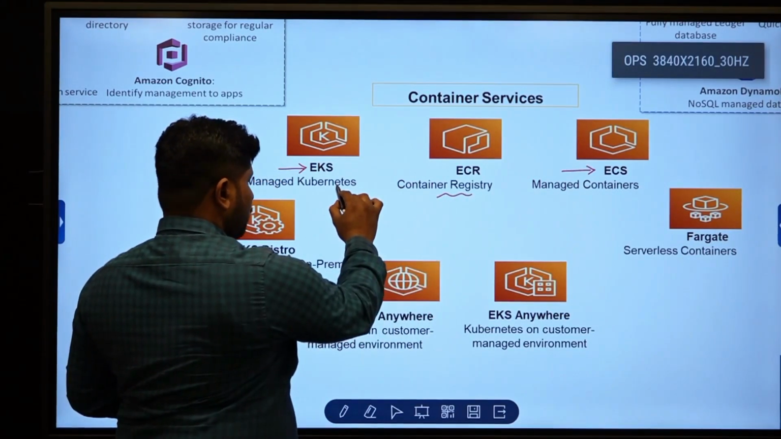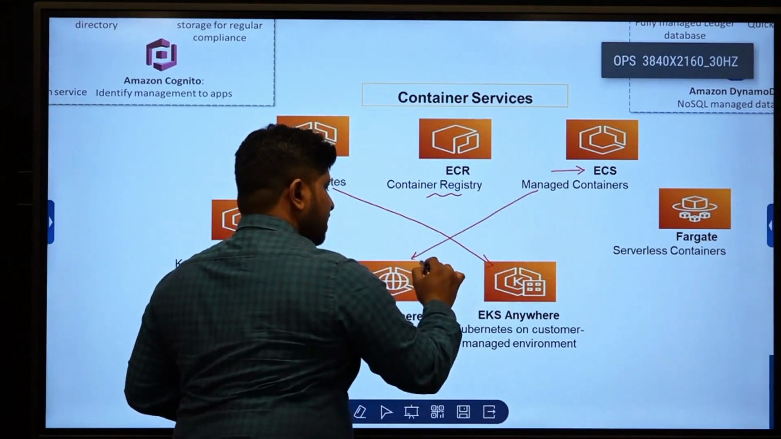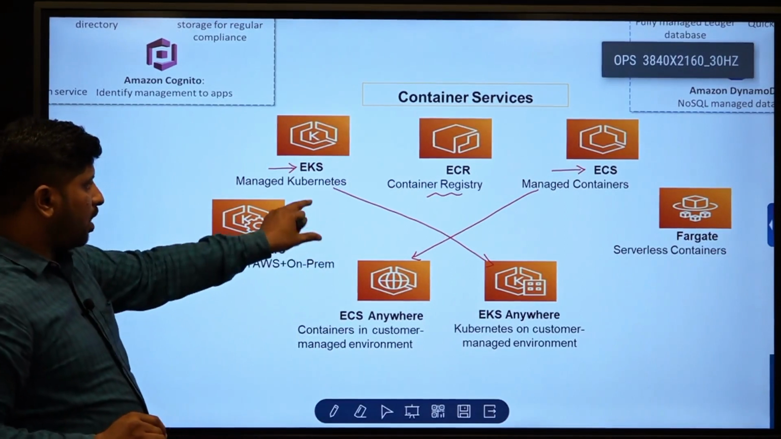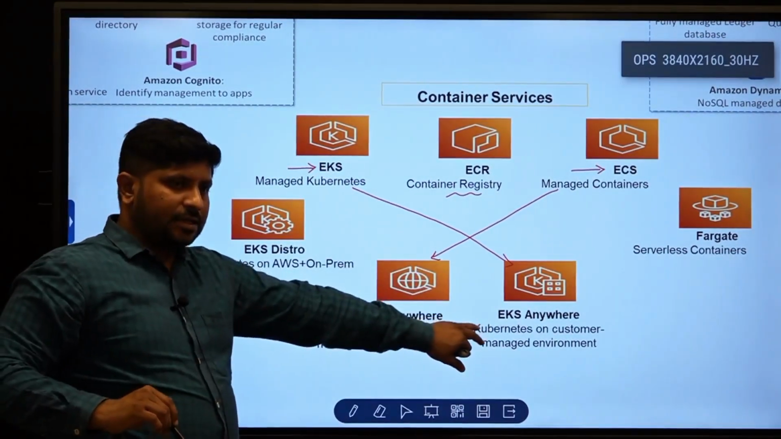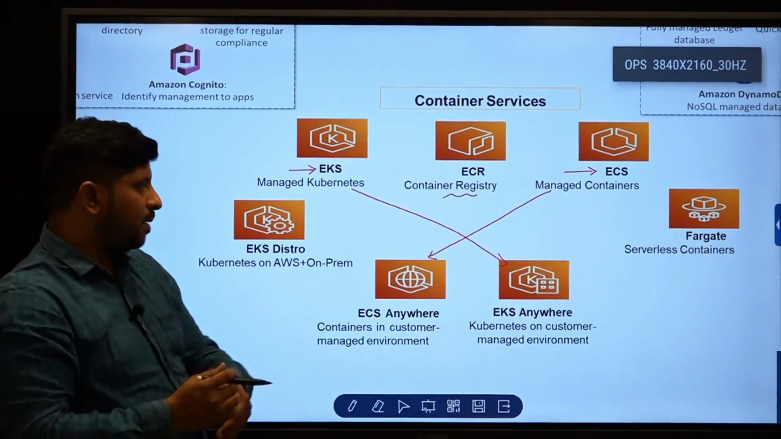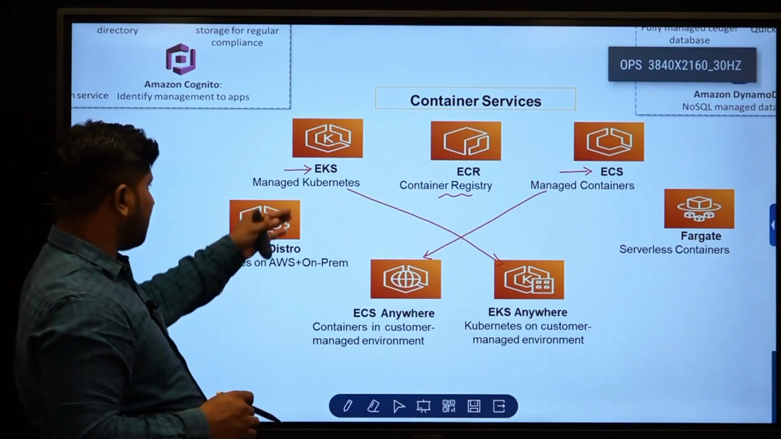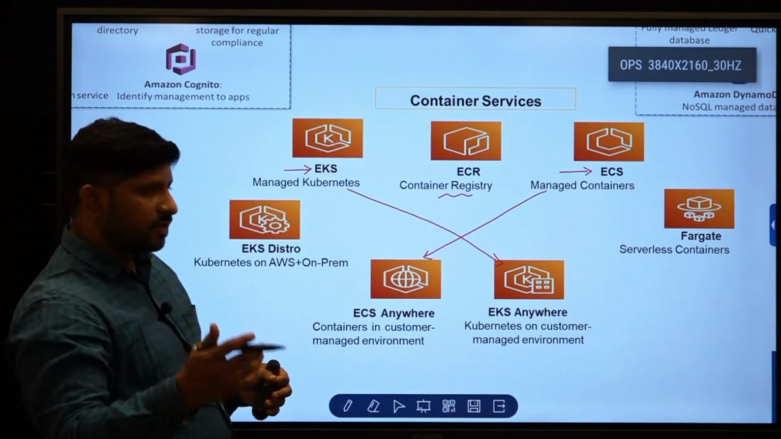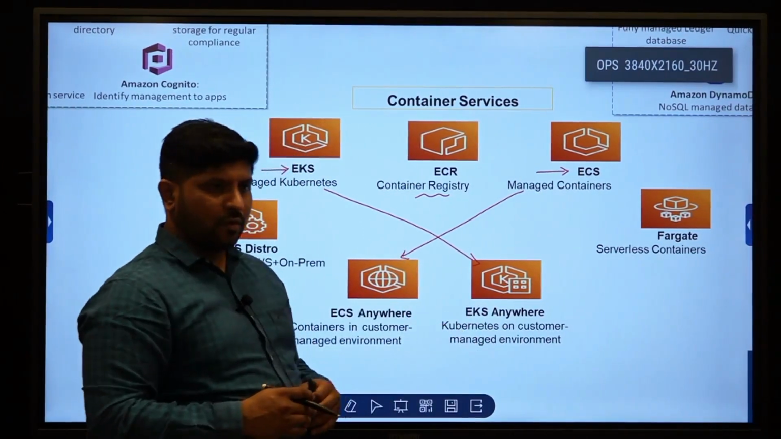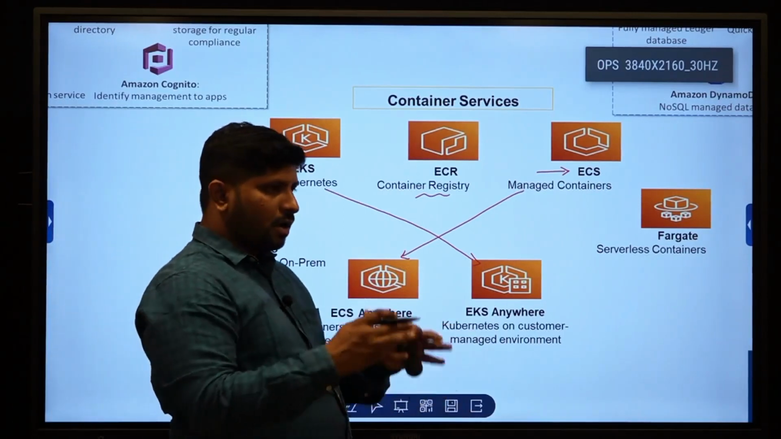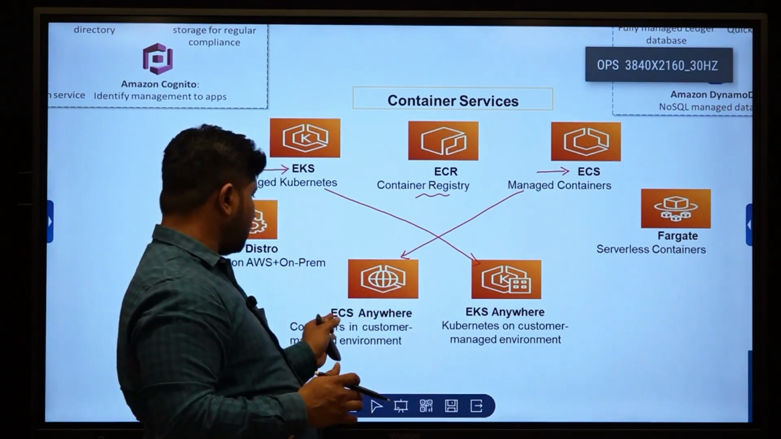Along with that, we do have a comparison between EKS and EKS Anywhere, ECS and ECS Anywhere. What is the difference between EKS and EKS Anywhere? EKS Anywhere provides a customer-deployed or customer-managed environment on which you can deploy EKS, whereas EKS is a normal service which is deployed by AWS. Both the services are provisioned from AWS, but in whatever environment you are working, there itself you can deploy EKS or ECS Anywhere.